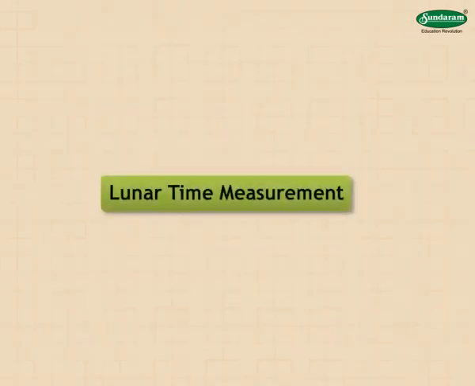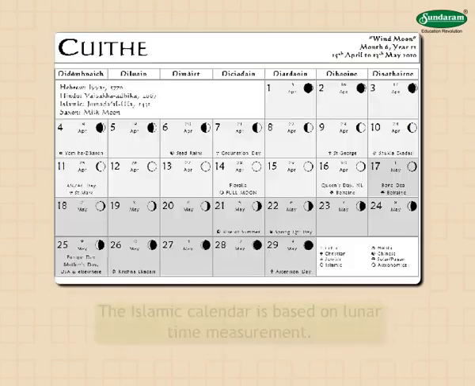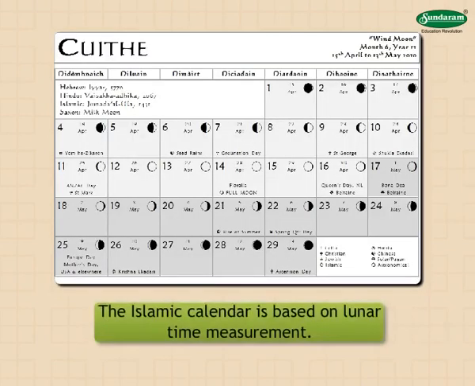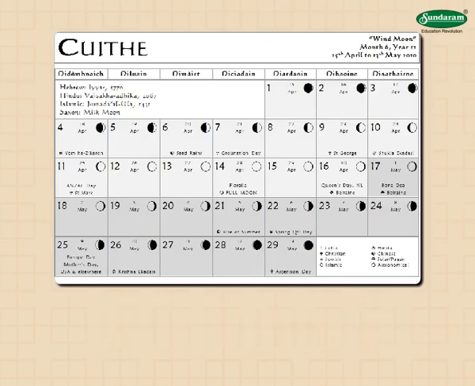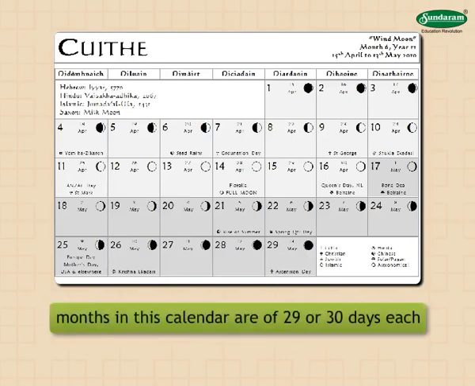Lunar time measurement. In lunar time measurement, only the motion of the moon round the earth is used. The Islamic calendar is based on lunar time measurement. In it, a year comprises 12 lunar months. It has 355 days. The months in this calendar are of 29 or 30 days each.